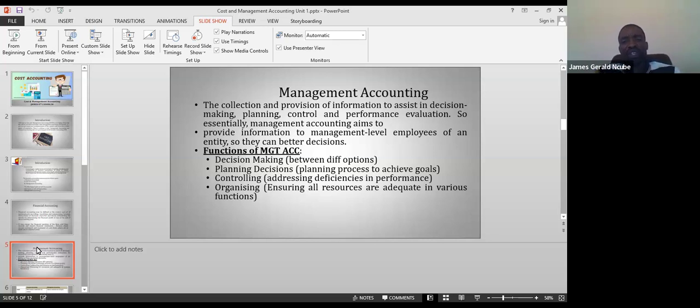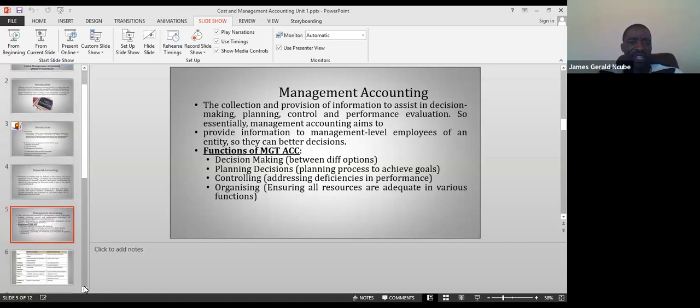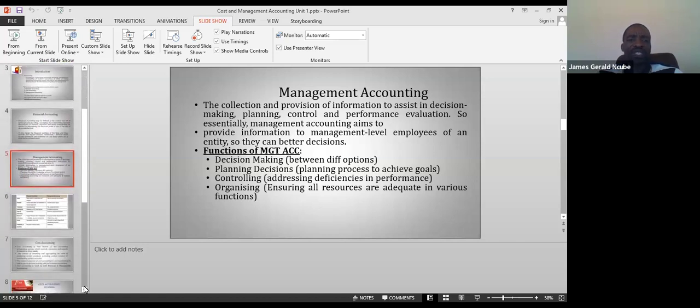Organizing, we're talking about ensuring that all resources are adequate in the various functions within the organization. Organizing, we're looking at resource allocation, the allocation of resources, which are normally very scarce in any given situation. Resources are never sufficient. So management accounting will help us in ensuring that resources are adequately allocated across the organization.